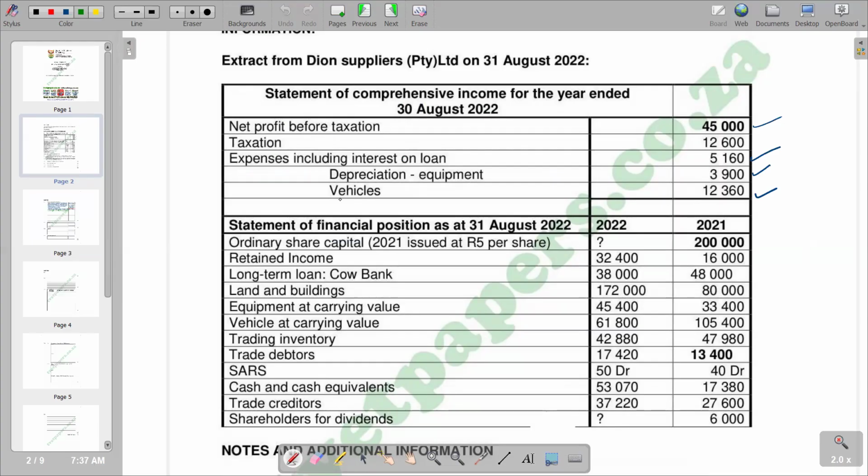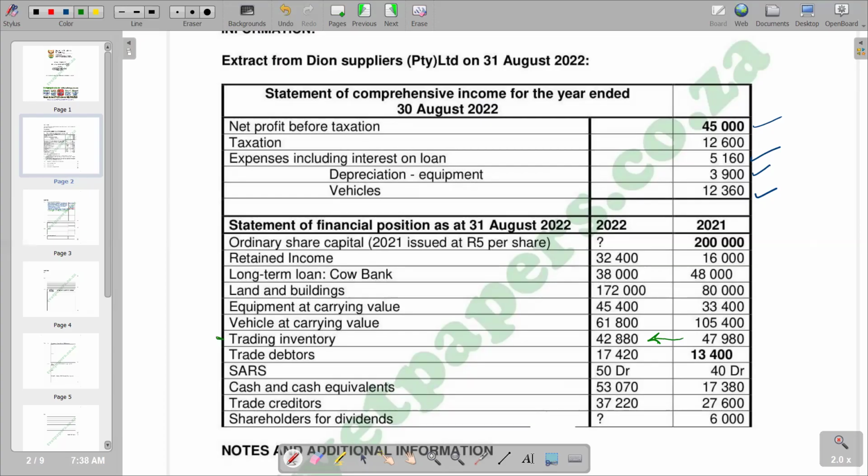So for current assets, you can also notice that we have got trading inventory, that is here. And we have got a movement from 47,960 to 42,880. So we see that it is a decrease. Remember, if it's a current asset like trade inventory, if it shows a decrease, it is indicated as a positive. If it's an increase, that's when we indicate it as a negative.